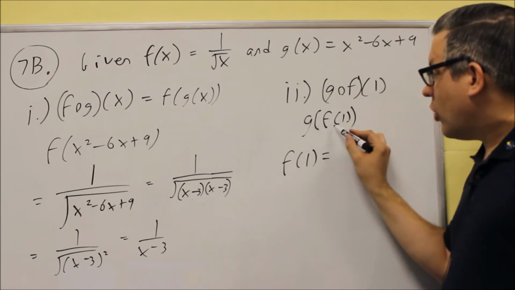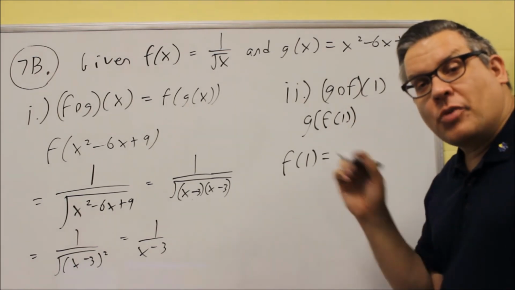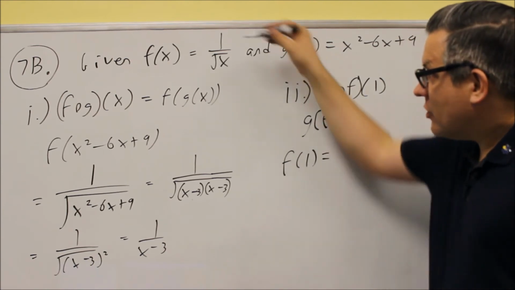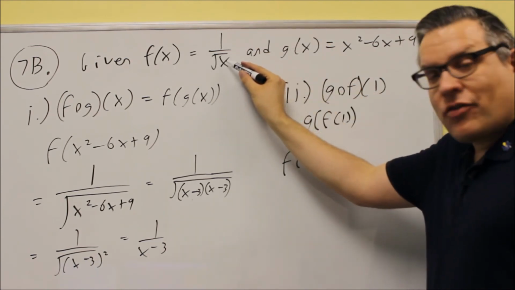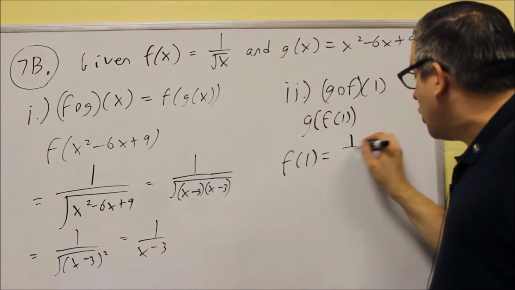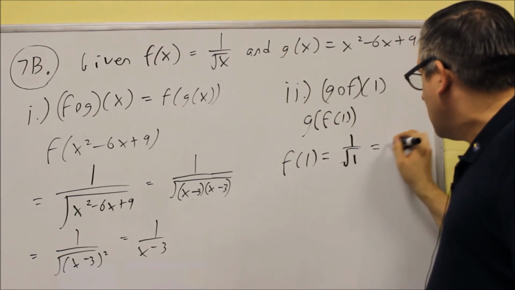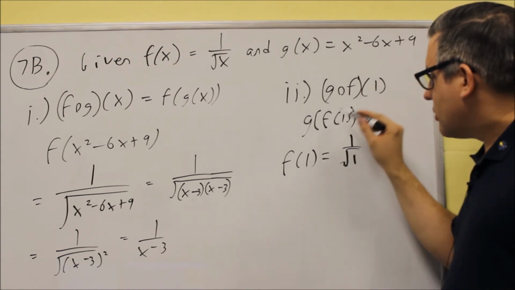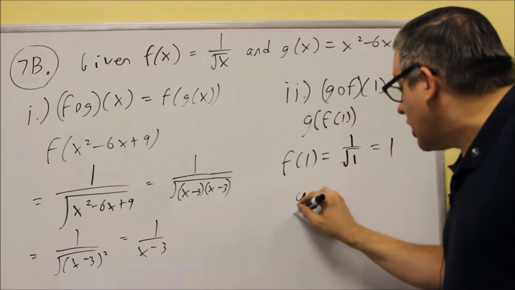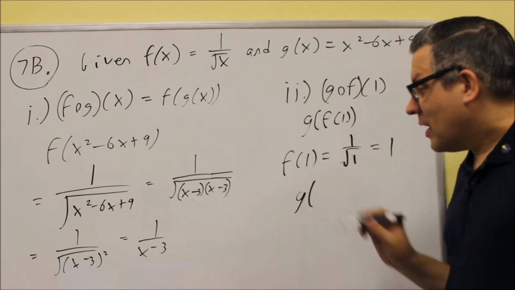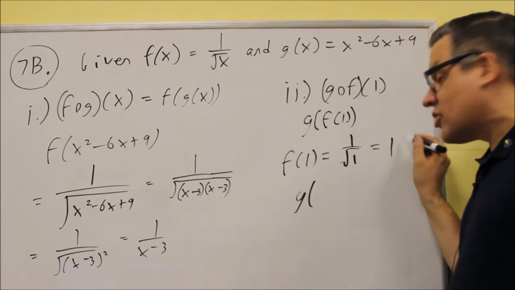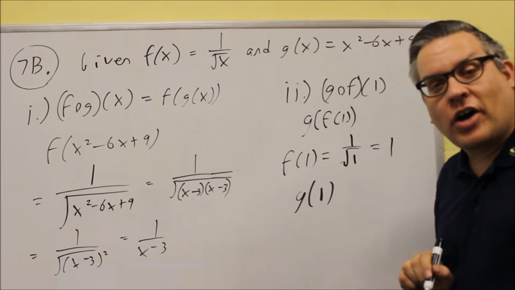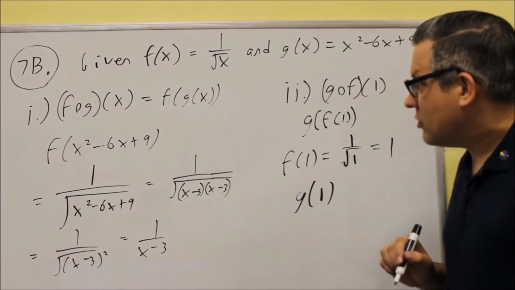Once I figure out what f of 1 is, I can replace it with the numerical value and then get the answer. F of 1 means we're going to put a 1 into the f here in place of x. So it's going to be 1 over square root of 1, which is going to give you a 1. So I can replace everything in here. So instead of g of f of 1, I'm going to replace f of 1 with the answer I got. And so I'm left with a g of 1 I need to find. And once I find that, that will be my answer.